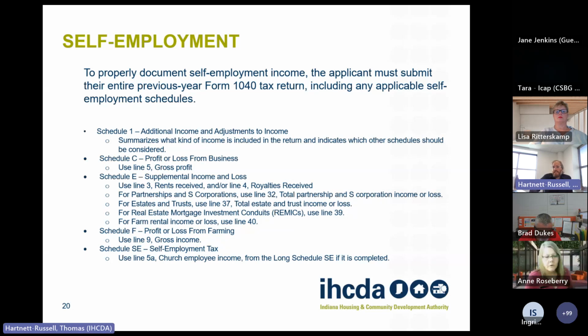And Schedule SE, self-employment tax. That schedule, we would only use line 5A, which is church employee income, and that is only going to be completed if they are using the long Schedule SE as opposed to the short Schedule SE. So the F and the SE is kind of here for informational purposes. I'm not sure that anyone's going to necessarily see those, but C and E, we absolutely do see on a pretty regular basis.